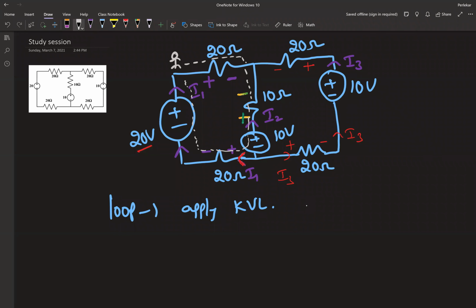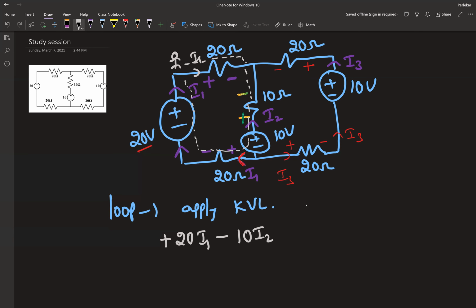Now, here I'm going to start walking. If I'm entering the positive terminal, take that as a voltage drop. If you're entering the negative terminal, take that as a voltage gain. Or if you're entering the positive terminal, take that as a positive voltage, and if you're entering the negative terminal, take that as a negative voltage. So here it is going to be 20 times, what is the current flowing here? I1, right? So 20 times I1. Since I'm entering the positive, I'm going to take this as positive. Now here I'm entering the negative terminal, so negative times 10 I2.